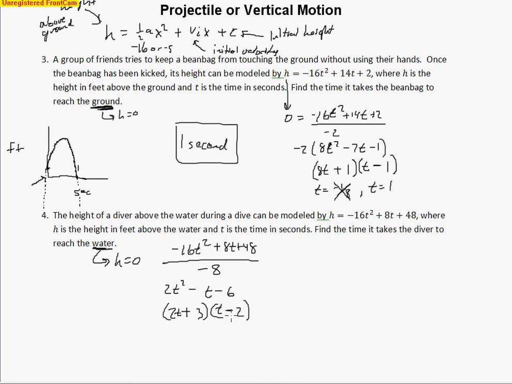So when I go ahead and set it equal to 0, I'm going to get 2 answers. t is going to end up equaling negative 3 halves from this one here. But then on this side, I get positive 2. So again, it's dealing with time, so we're going to go with the positive answer. So 2 seconds is the time it takes for the diver to reach the water.